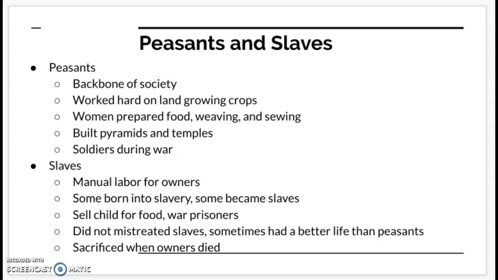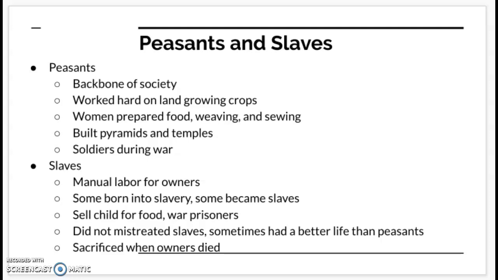Peasants were also in charge of building pyramids and temples. So much like the ancient Egyptians, they used these as forms of worship for their gods. And peasants were also the soldiers during the war, who, if you remember, we talked about how the nobles would be in charge of the people during the war.